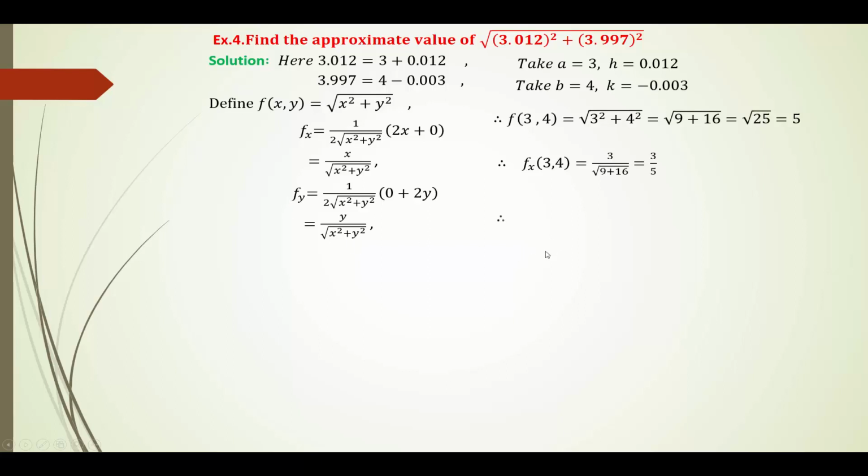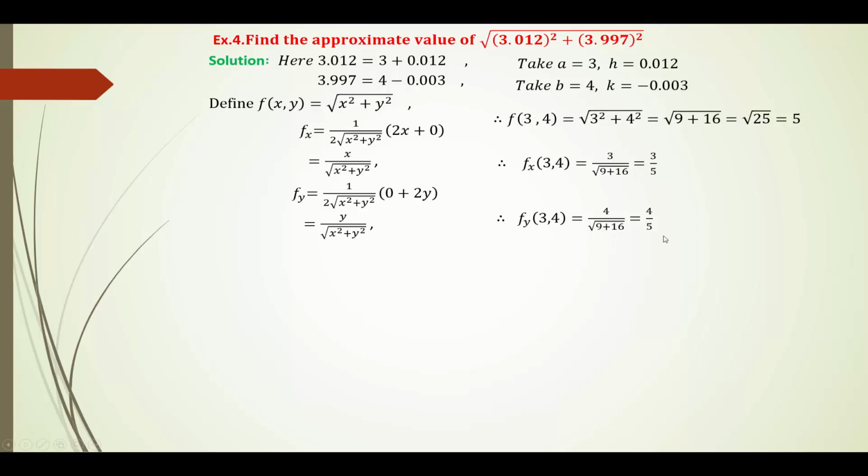Then find out fy(3, 4). Put the value of y is 4. So 4 upon square root of 3 square, 9, plus 4 square, 16. 9 plus 16 is 25. Root 25 is 5, so it is equal to 4 by 5. Fy(3, 4) is 4 by 5.